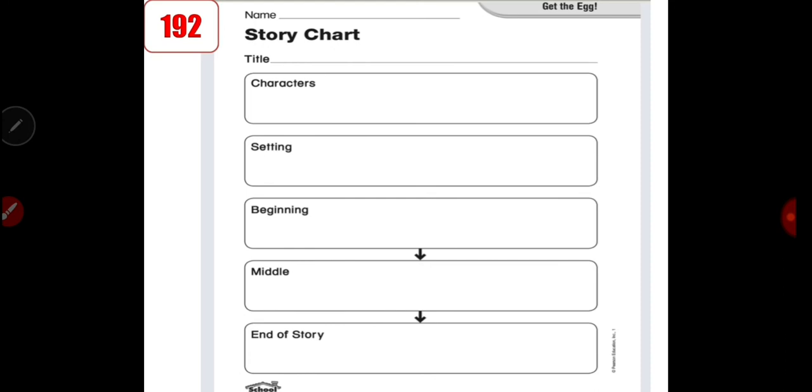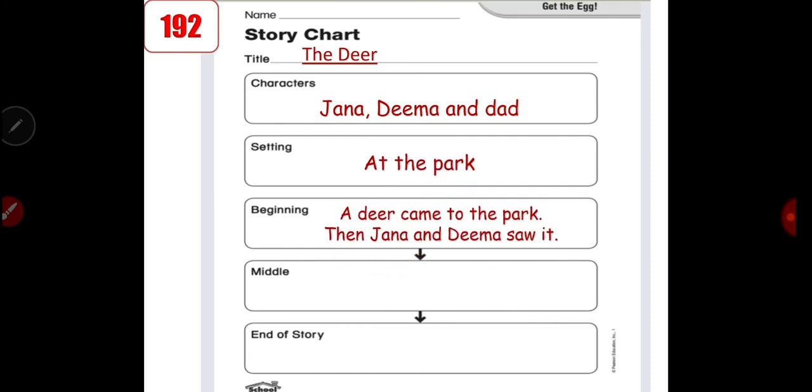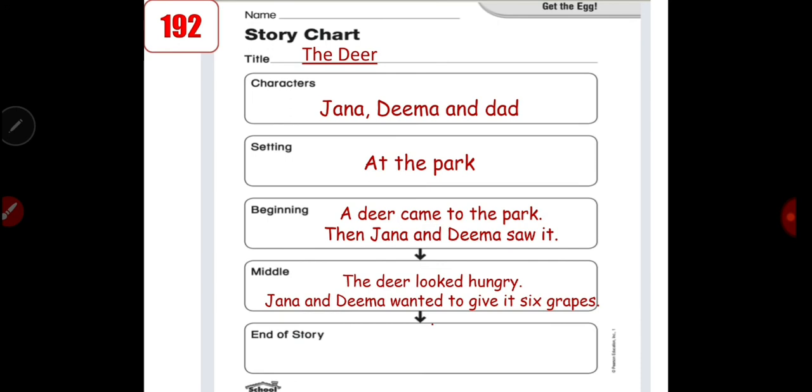Okay, so here's my answer. The title of the story is The Deer. And the characters are Jana, Dima, and Dad. The setting is at the park. The beginning is a deer came to the park. Then Jana and Dima saw it. The middle is the deer looked hungry. Jana and Dima wanted to give it 6 grapes. And the end of the story is their dad said no. Will they see the deer again?